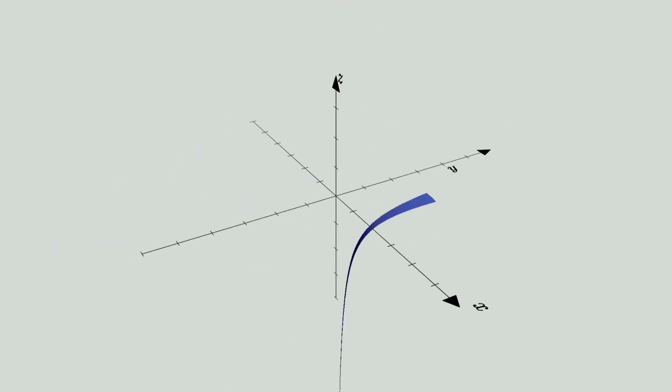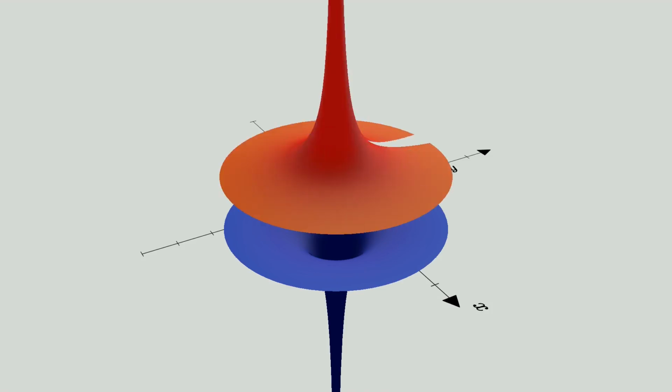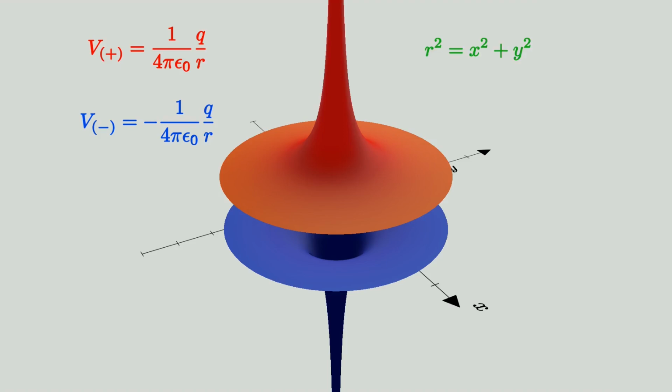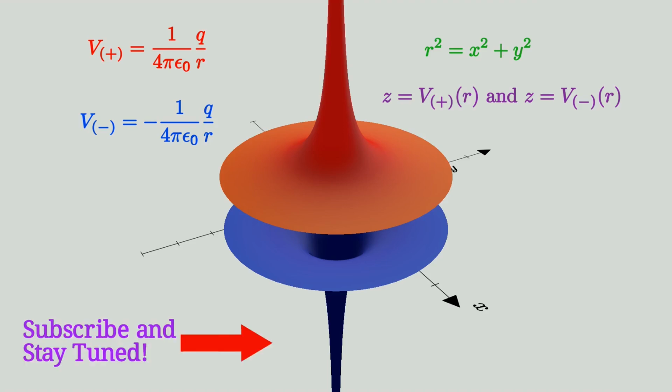What about the blue and red cones at the beginning of the video? They are visualization of the potential function. The radius consists of just x and y. The z-axis is used to plot the potential value. This video is the first of a multi-video series covering the topic of electric field.